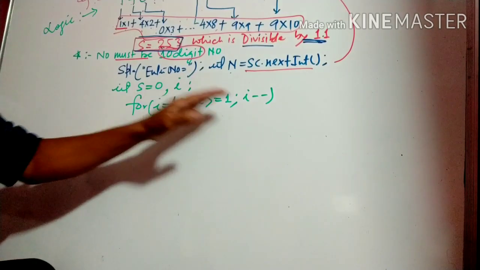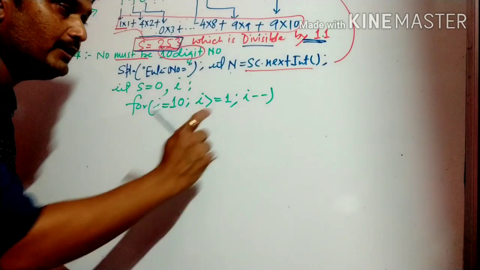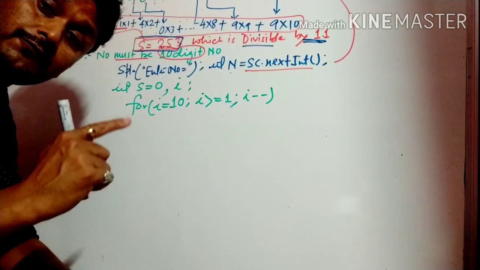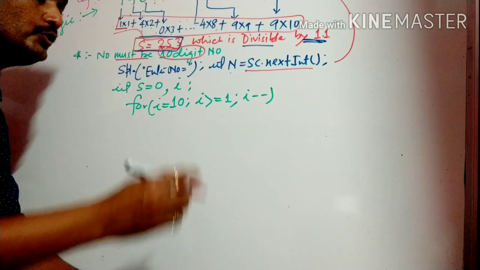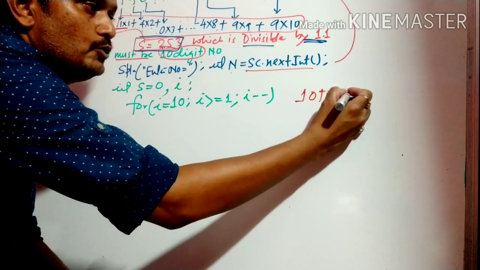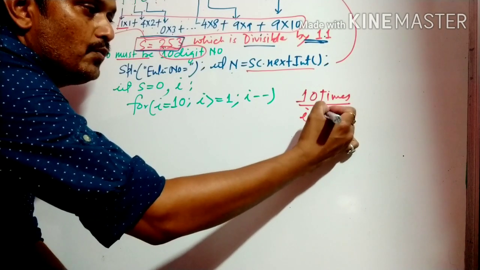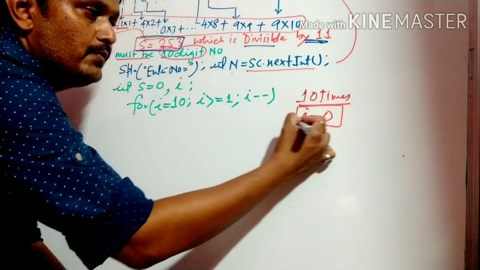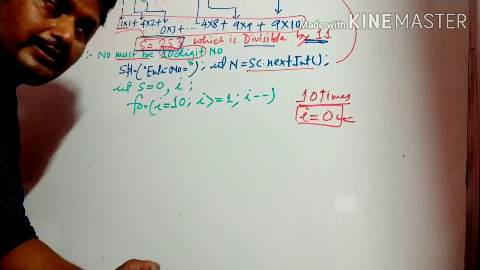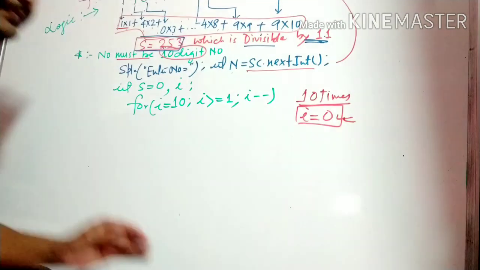So when this loop executes, what will be the final value of i? What will be the last value? If this loop executes 10 times, that means the final value of i will be 0. If we get 0, that means the number is 10 digit, isn't it?